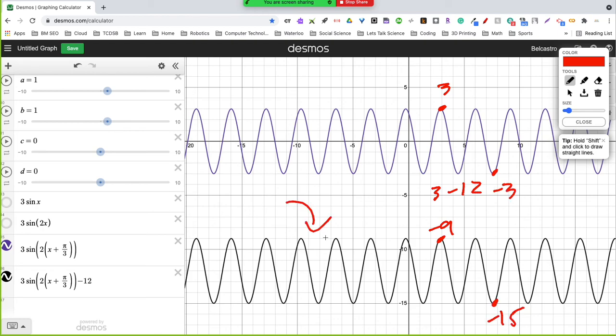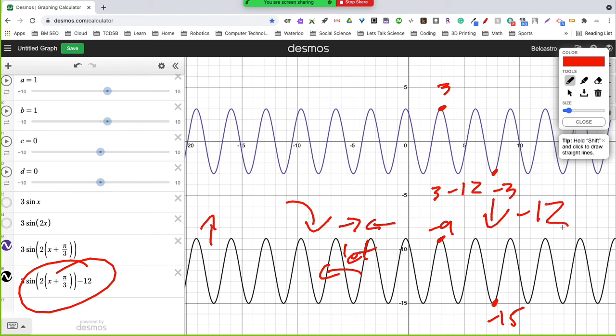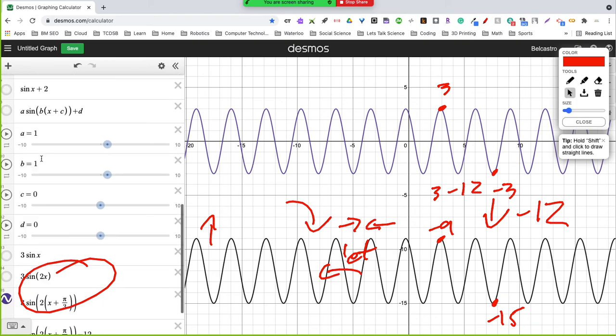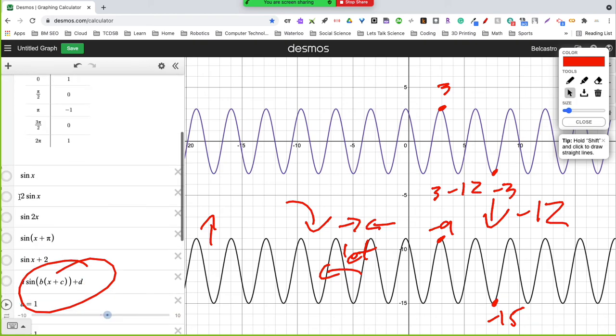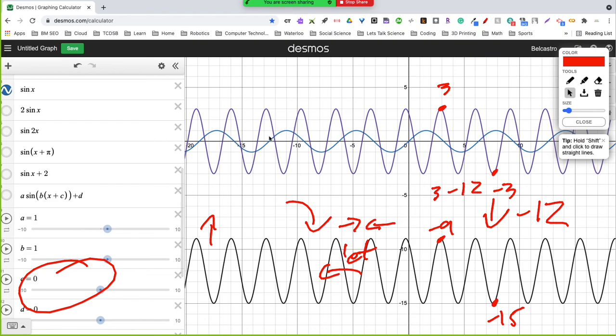So this is actually our final curve of this equation. A lot has happened. It's been vertically stretched, horizontally compressed, phase shifted to the left, and moved down 12 units. So we've done a lot from the original one, which is actually in blue. I'll turn on the blue one here. That's the original one, and we've gone all the way from the blue one to the black one now.